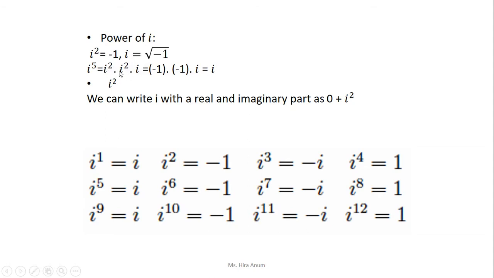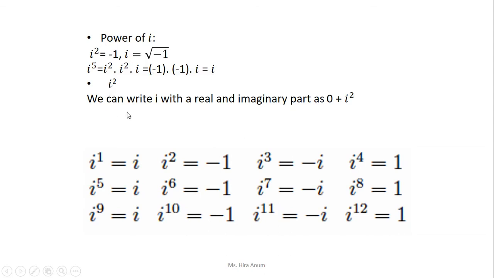So iota 5 equals iota square, iota square, iota. We put the value of iota square equals -1 in this line. So we have -1 multiplied by -1, which becomes +1. So 1 multiplied by iota equals iota.